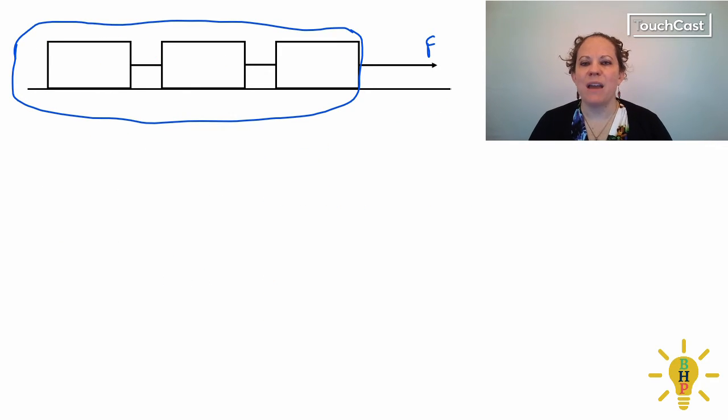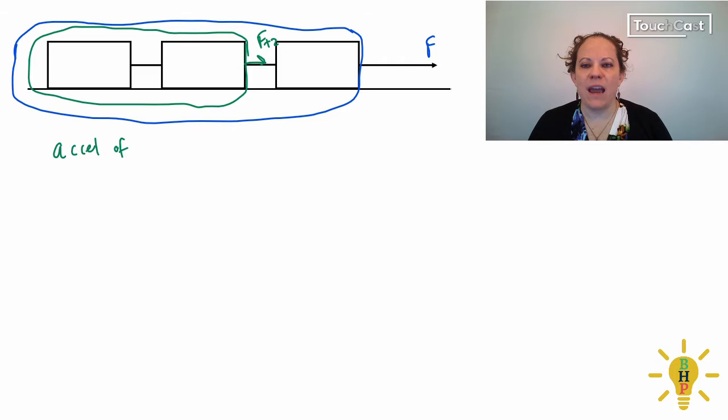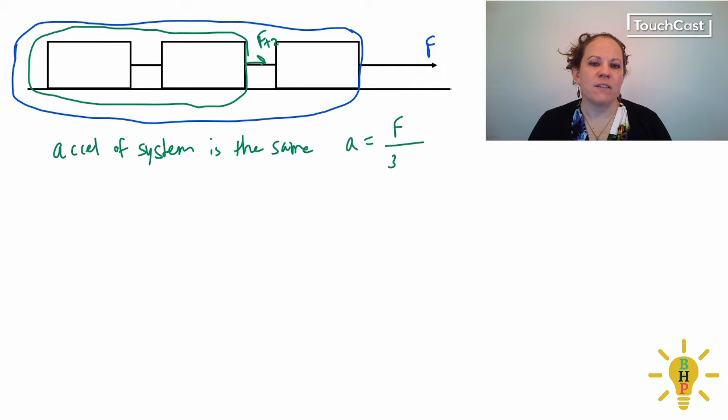Now let's solve the problem considering the tension here. We'll call it tension 2. That's going to be accelerating just these last two boxes. So the acceleration of the system is the same because we haven't changed the force that's pulling the system, nor have we changed the masses of our boxes. So our acceleration is still going to be F divided by 3m.